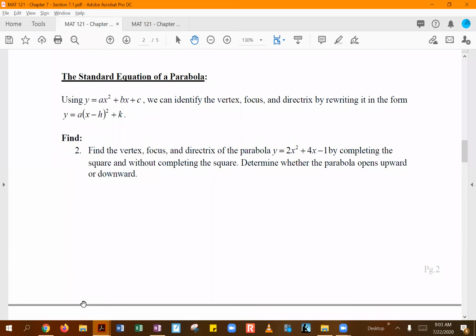Let's take a look at this. So now what's happening here is they're actually giving us the equation in the standard form, which is again your y equals ax squared plus bx plus c. And they are saying, okay, so if we needed to identify our vertex, focus, and directrix, we can convert this into the transformation form. So you can take it from the standard form to the transformation form, and then you can identify what all of these characteristics will be, the vertex, focus, and directrix.